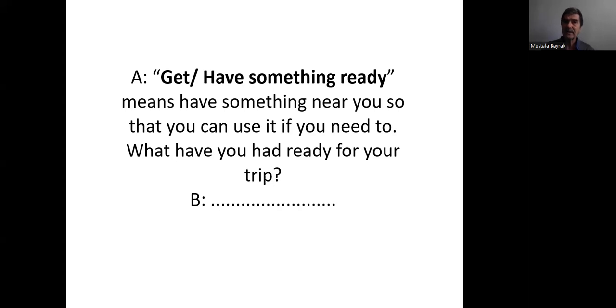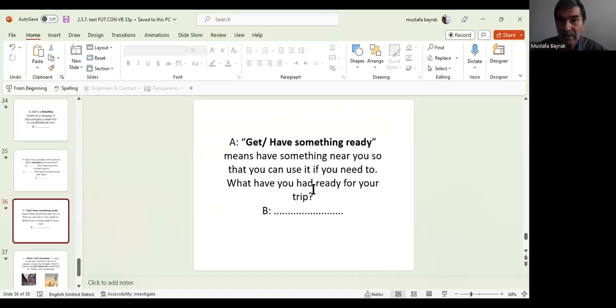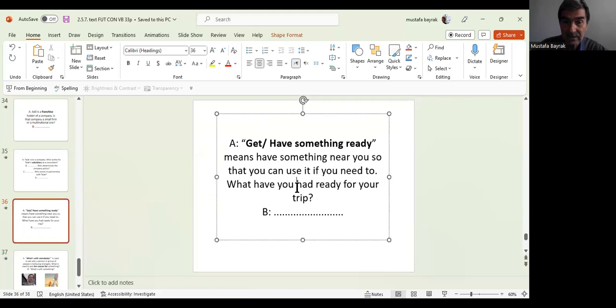What have you had ready for your trip? Yes, I had my luggage ready, or I got. I have got ready. I have got my luggage ready for my trip. What have you had? Let me write got at the beginning. What have you got? Yes. What have you got ready? In fact, is better, I think. What have you got ready for your trip? I have got my luggage ready for my trip. Okay.